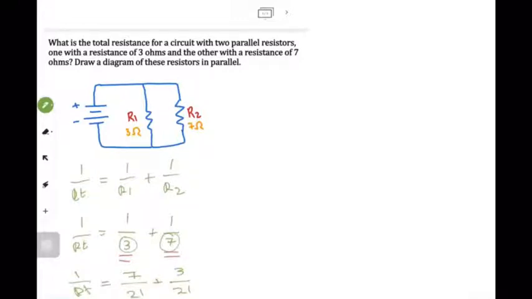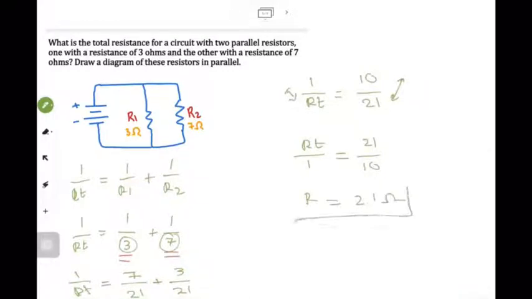Now we can simply add those fractions, which gives 1/R_t = 10/21. Now in this case, you will have to flip the fraction on both sides, so R_t/1 = 21/10. And now you will get the total resistance of the circuit: R_t = 2.1 ohms. This is our total resistance of the circuit.